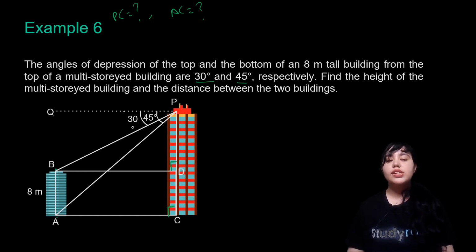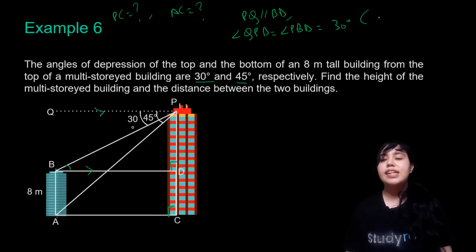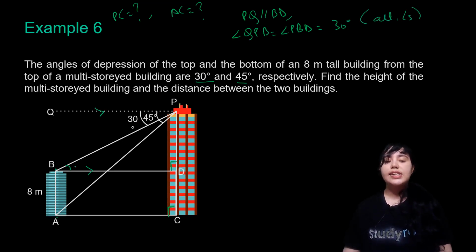Now here, if you carefully notice, PQ is parallel to BD. So I can say angle QPB is equal to angle PBD. What is this angle QPB? 30 degree. So if the two lines are parallel, alternate angles are equal, and hence this angle also becomes equal to 30 degree. Okay, so I am considering this triangle PBD now, and in this triangle PBD, I know one angle, that is 30 degree.